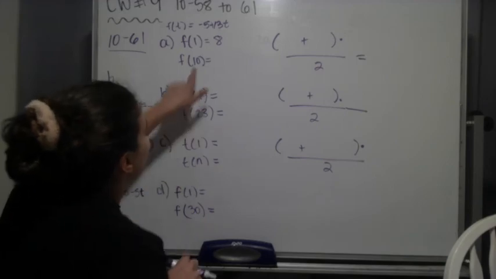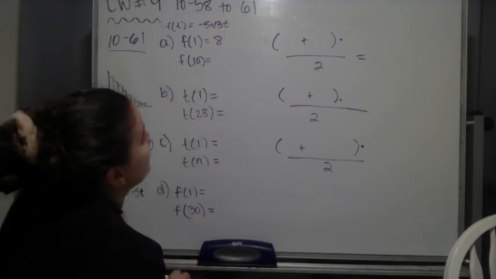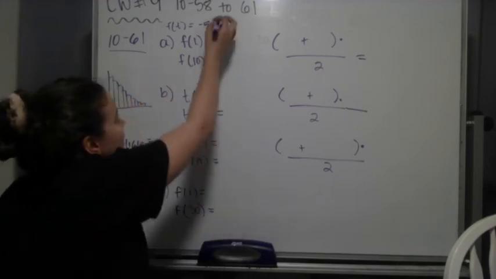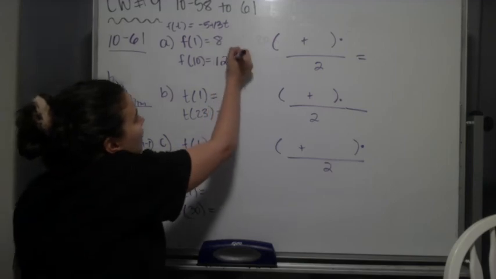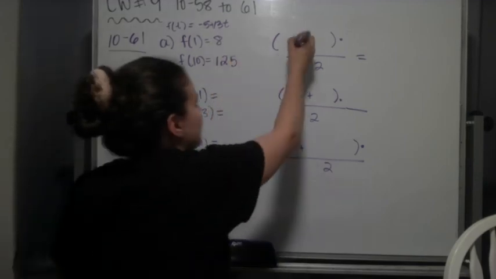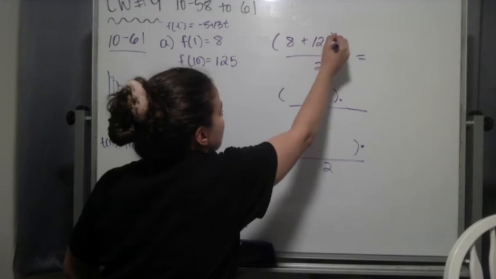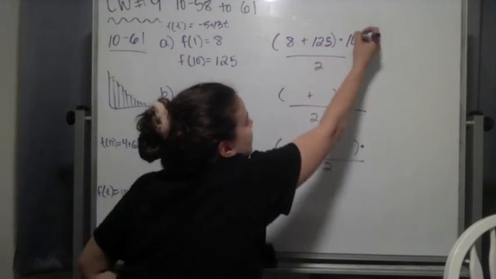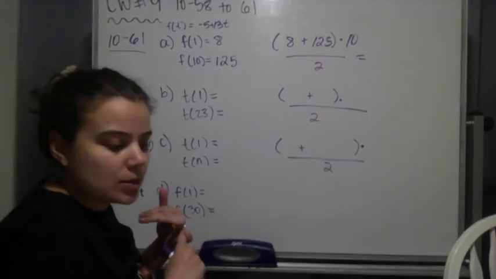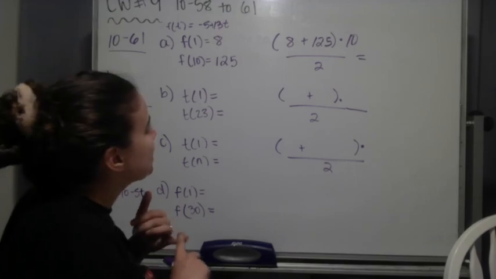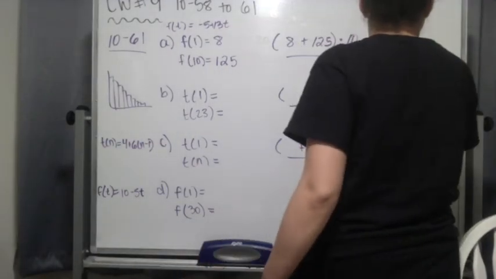And then f of 10, so we're going to do negative 5 plus 130, that's 125. And we plug it in our formula, 8 plus 125. It tells us there are 10 values because we go from t equals 1 to 10. Calculate that out and you should get 665.